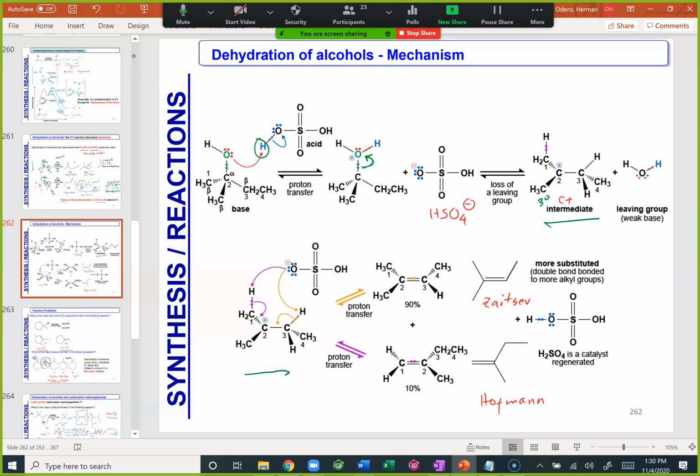Then with the conjugate base of the sulfuric acid, the HSO4 minus, you can do 2 different approaches. If you deprotonate here, in purple, that makes the Hofmann. You make the Hofmann there, and if you do that in the orange pathway, that makes the cis/trans. All right.